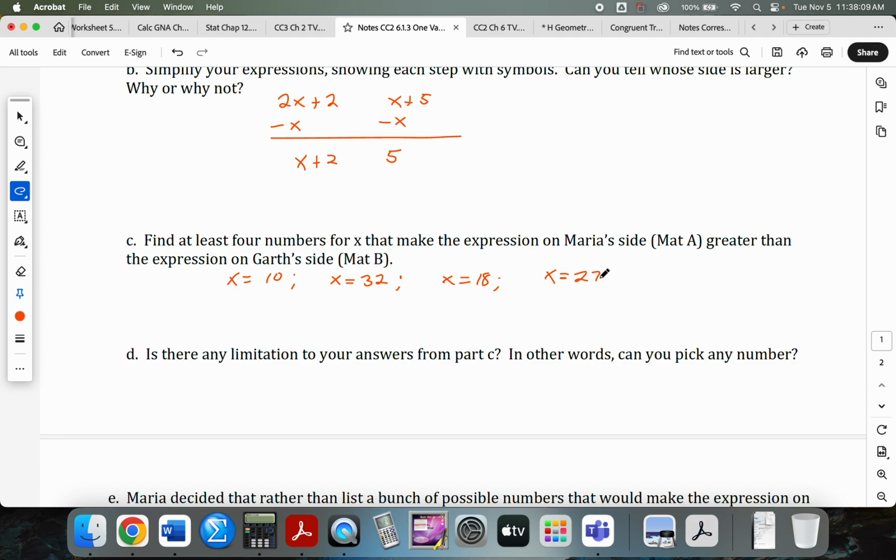So what has to be true about the numbers we pick in C? It has to be 4 or above? Can it not be 3.5? Can it be 3.5? Yeah, it could be 3.5. Could it be 3.1? Okay, so it has to be more than 3. X has to be more than 3.